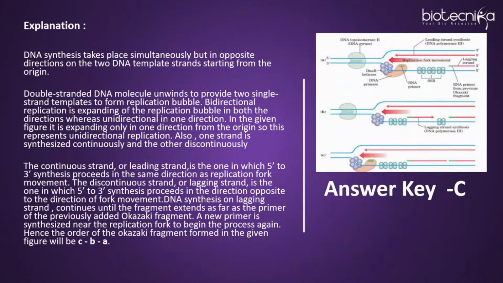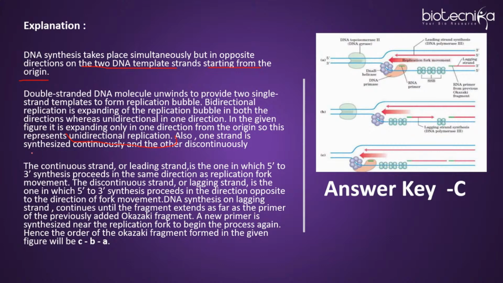The explanation says that DNA synthesis takes place simultaneously but in opposite directions on the two DNA template strands, starting from the origin. The double-stranded DNA molecule unwinds to provide two single-stranded templates to form a replication bubble. Bidirectional replication is expanding of the replication bubble in both directions, whereas unidirectional is in one direction. In the given figure, it is expanding only in one direction from the origin. So this represents unidirectional replication, not the bidirectional one.